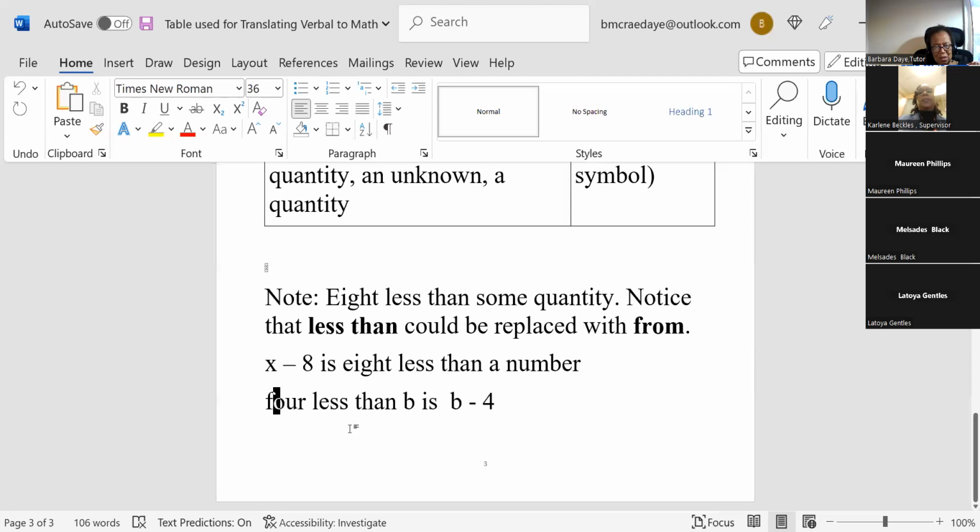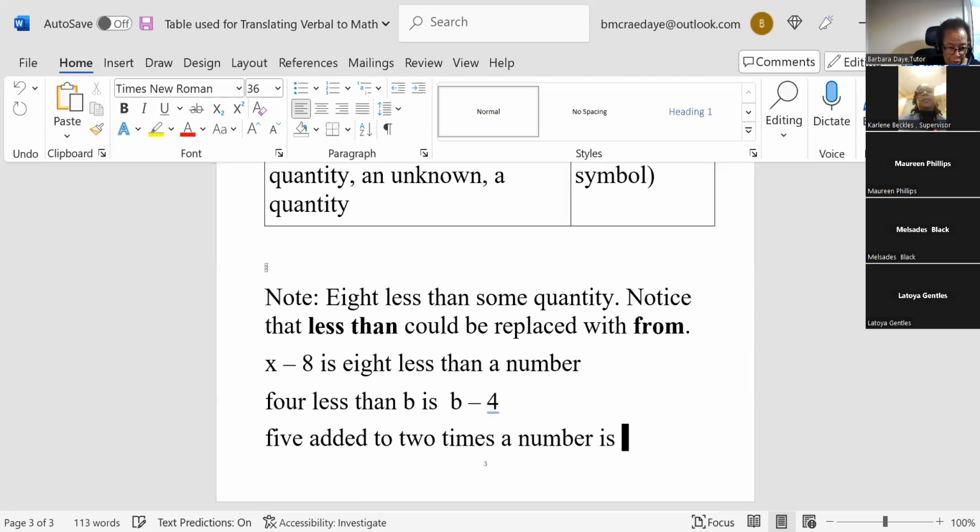What we're trying to do is translate verbal expressions to mathematical ones. Suppose I said: 5 added to 2 times a number is 20. What would I write?